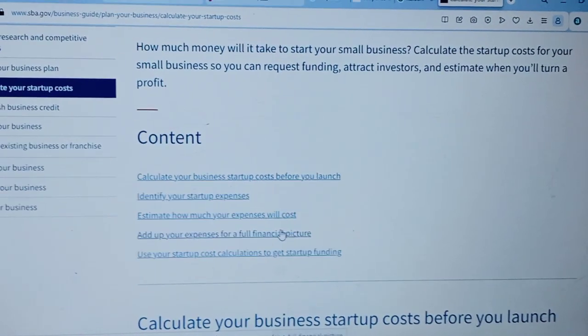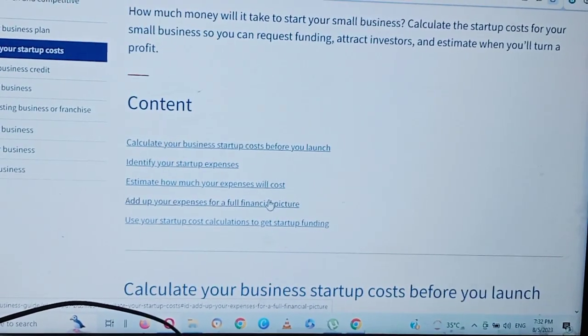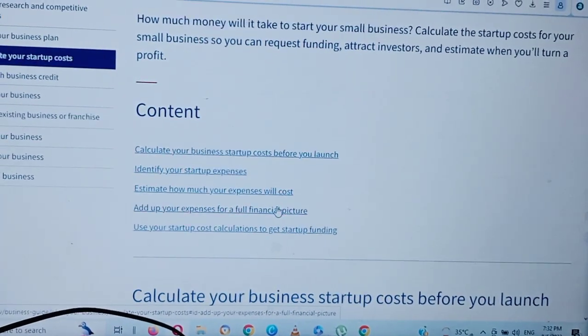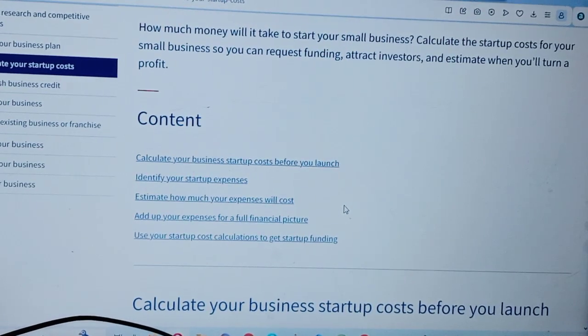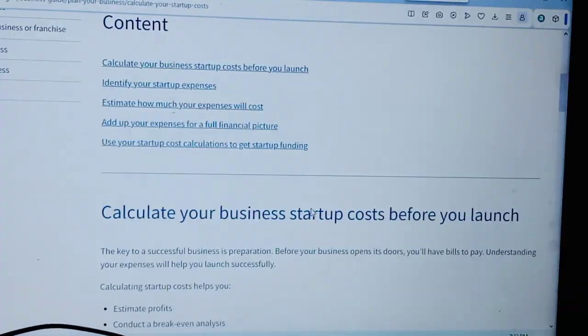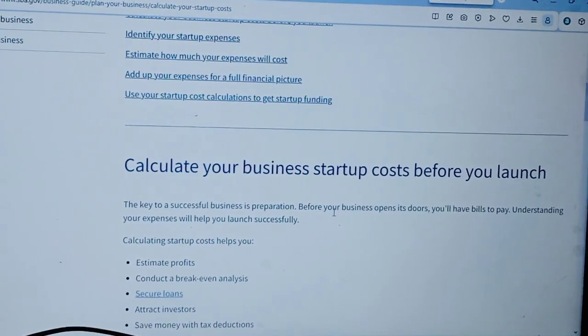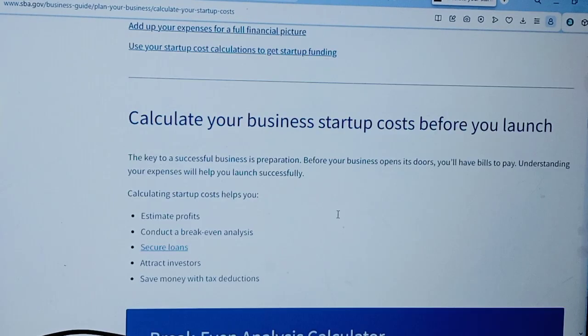Identify your startup expenses. Estimate how much your expenses will cost and add up your expenses for a full financial picture. Use your startup cost calculator to get startup funding. Calculate your business startup cost before you launch.